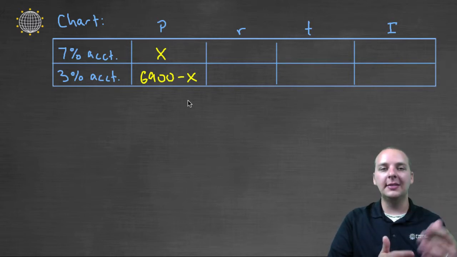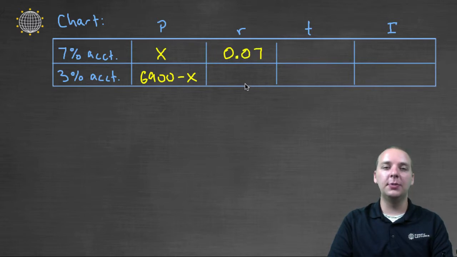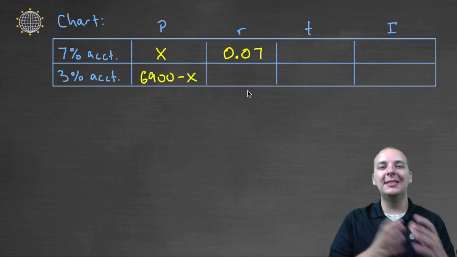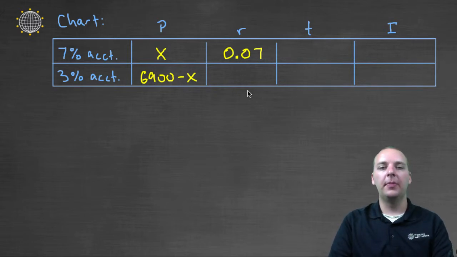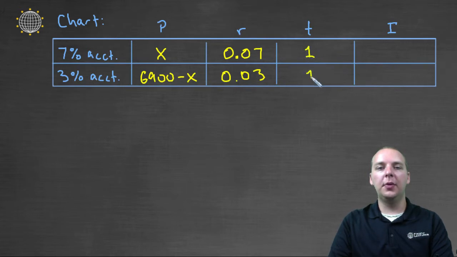You don't have X's and Y's. The interest rate's pretty obvious. The 7% account will be 0.07 expressed as a decimal. Anytime you're using percentages in math problems, when you're doing the math, you really need to express them as decimals, not percentages. The 3% account will be 0.03, obviously. The time will be 1 year, if I remember correctly. It's invested for 1 year. And obviously that would be the same for both accounts.